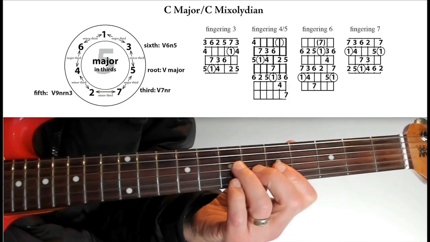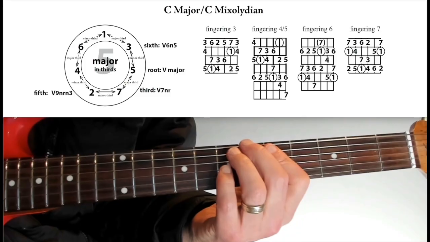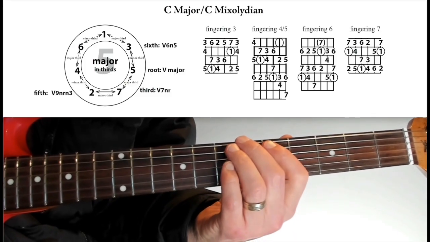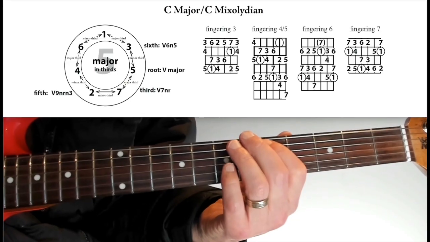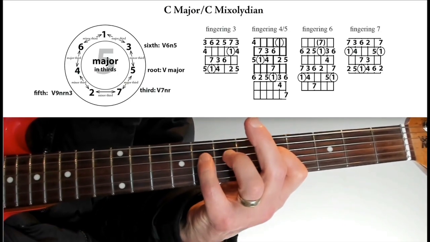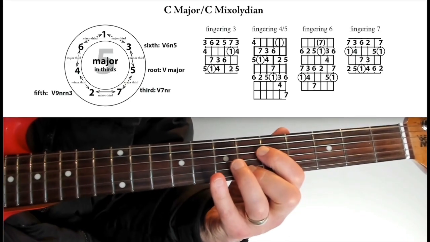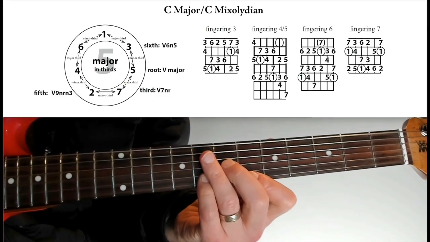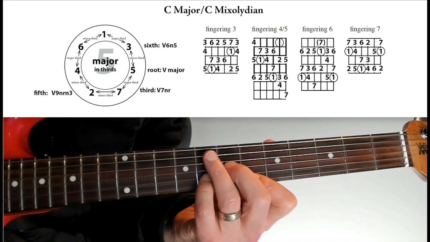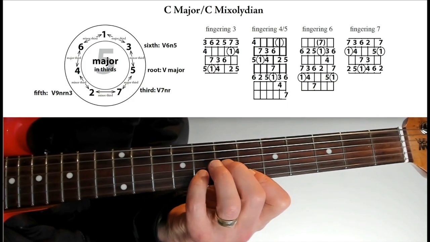Then G minor is all the 2, 4, 6s, and those are 4, 6 of F. 2, 4, 6, 2, 4. And those will make a C 9th, no root, no 3rd.